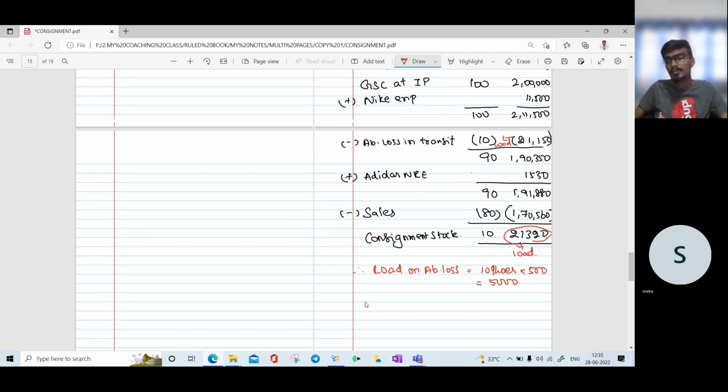Sneha? Sneha, next, stock reserve. This is stock reserve only. How much stock reserve did you get? You got 10 only. 10 shoes into load per unit. So 10 shoes into 500 will end up with 5,000.